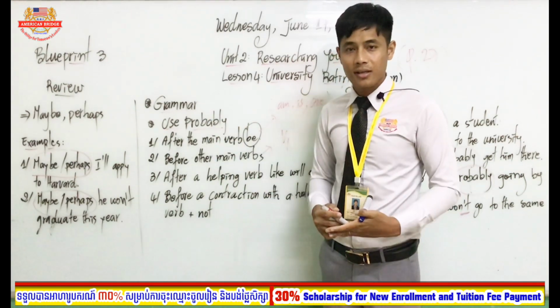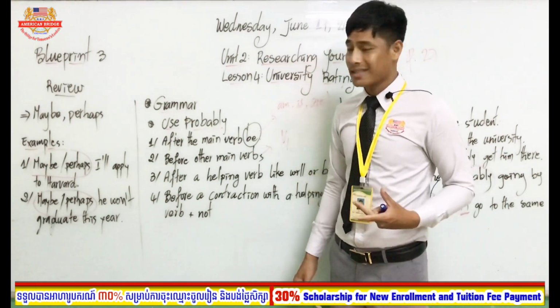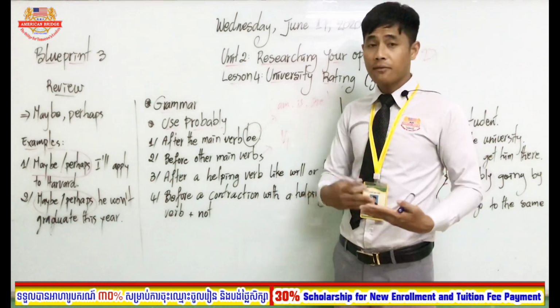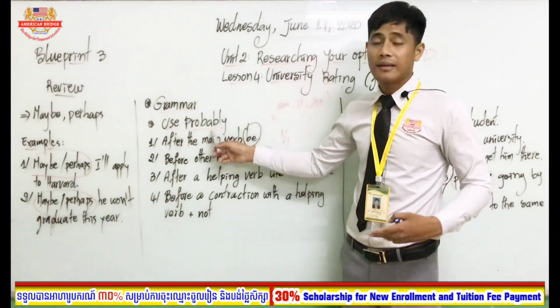You got this? Again, so there are 4 places of probably in the sentences. So the first is after the main verb be. So after the main verb be, we can use it. We can write it. It is the place of probably.